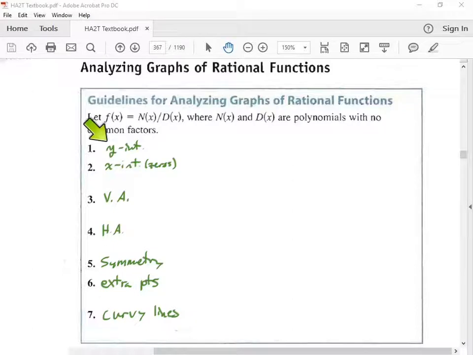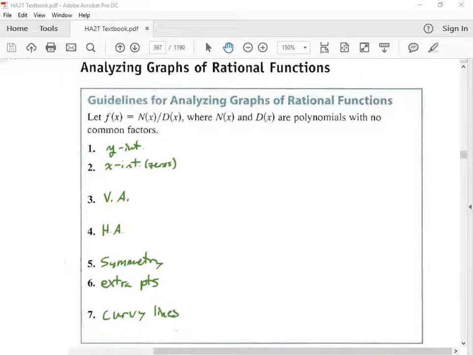The first thing you're going to do is find the y-intercepts. Next, you're going to find the x-intercepts, then your vertical asymptote and horizontal asymptote. Then, after you find those four main things, symmetry, extra points, and then connecting your dots with curvy lines. This is how we're going to graph rational functions.